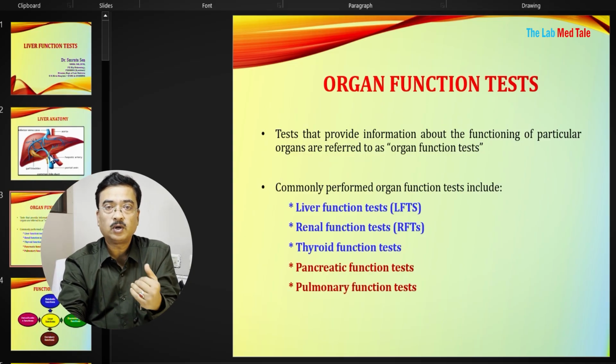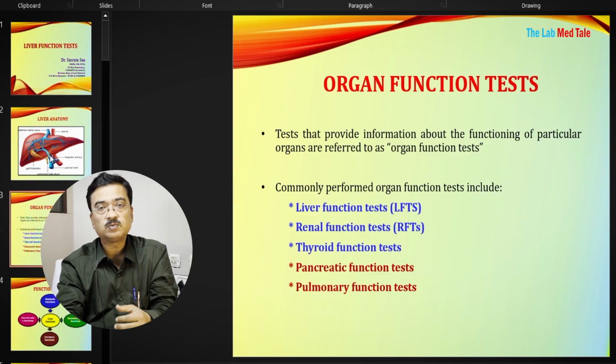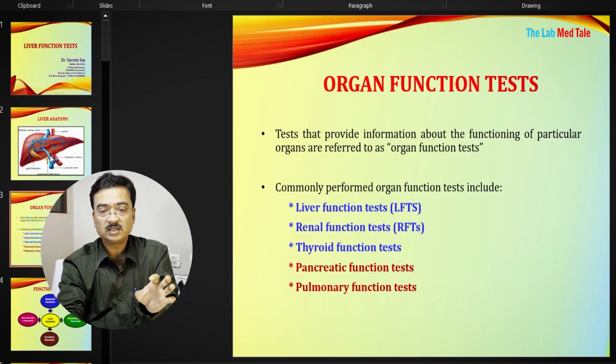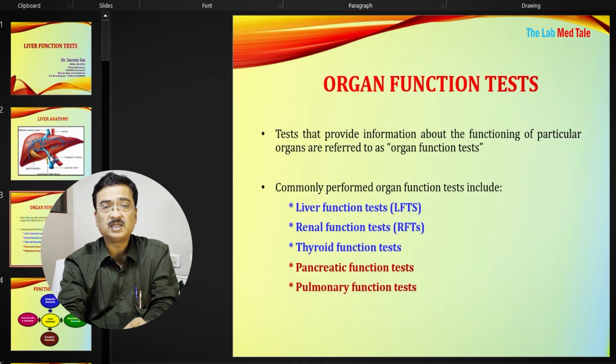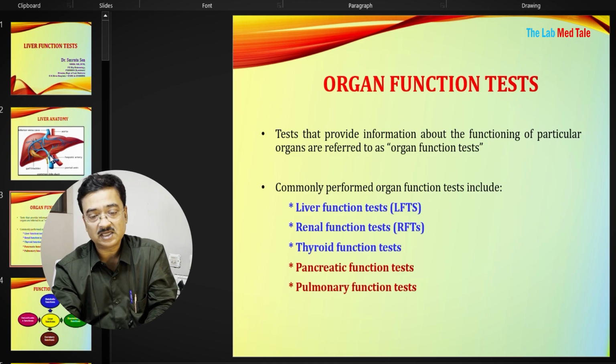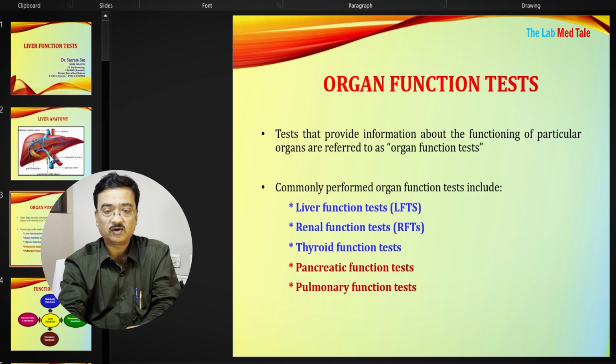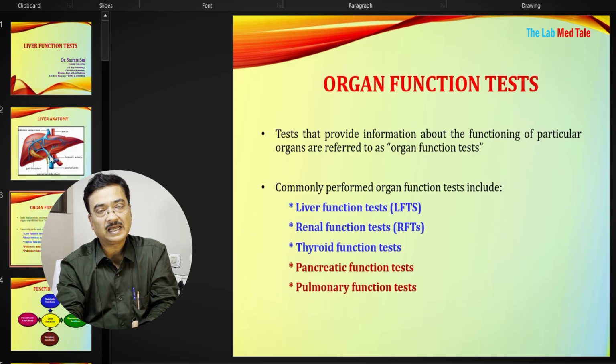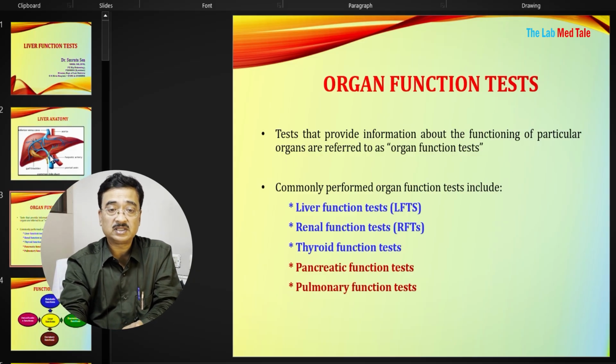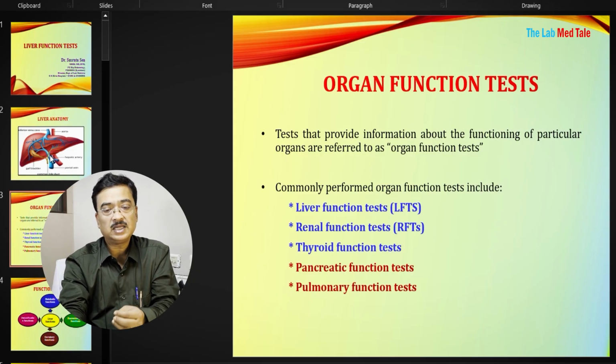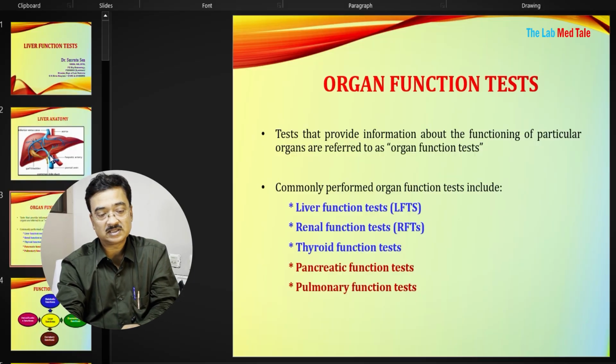If we talk about organ function tests, what is that? These are a group of tests which give an idea of the organ functioning or system function. You have lots of organ function tests, but the commonest are the liver function test, renal function test, and thyroid function test. Also, you can have pancreatic or pulmonary function tests as well. But in general, these are the most common and most popular of the function tests.